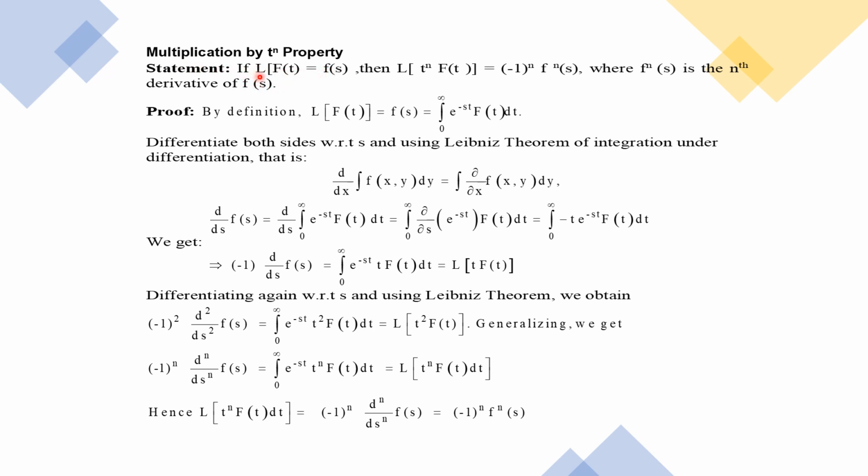The statement: if Laplace of f(t) is F(s), then Laplace of t^n multiplied with the function f(t) is equal to (-1)^n F^(n)(s), where F^(n)(s) represents the nth derivative of F(s). So we have to prove this: Laplace of t^n f(t) equals (-1)^n F^(n)(s).